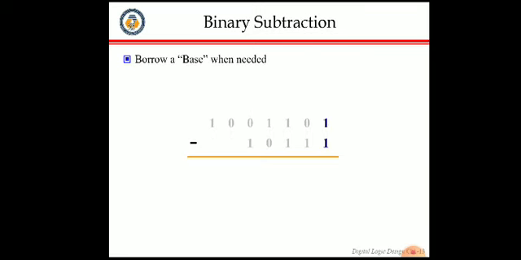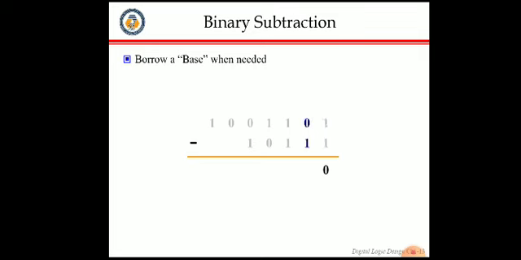So similarly, binary subtraction. Let us take two numbers like this and let us subtract. The first number is 1001101 and the second number is 10111. So let us subtract. 1 minus 1 is 0. You will get 0.